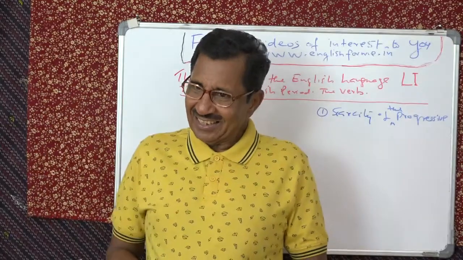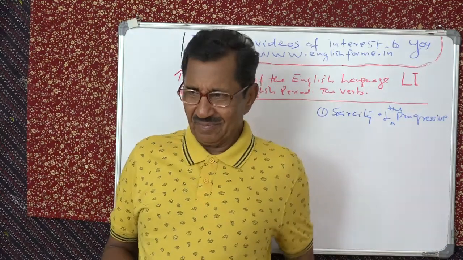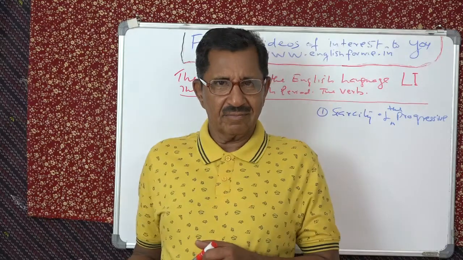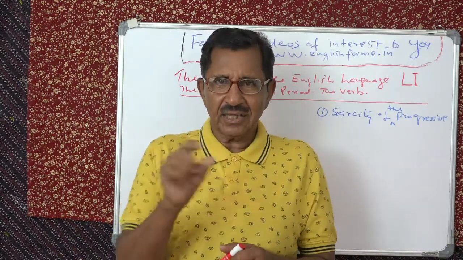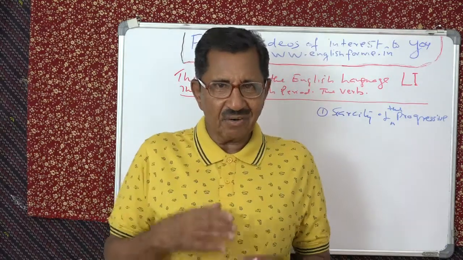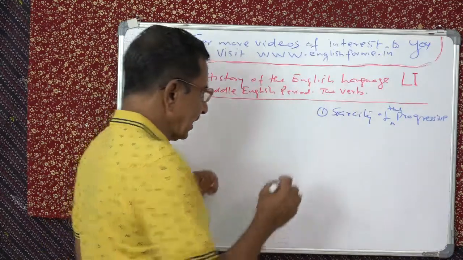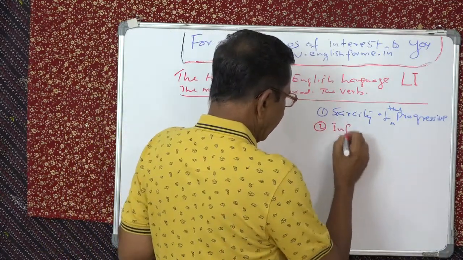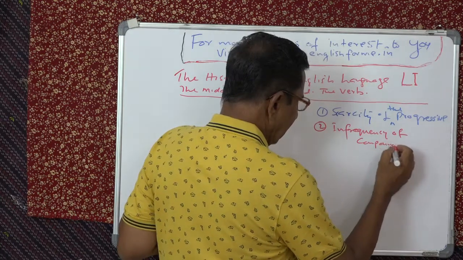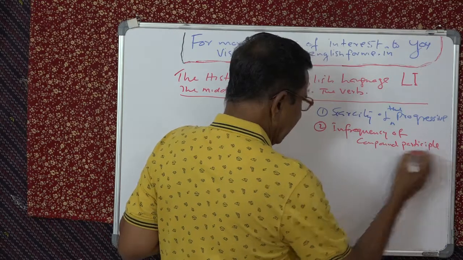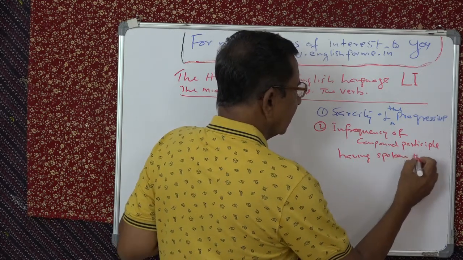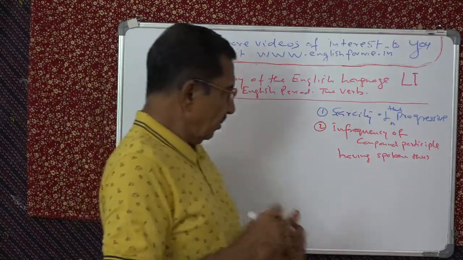That's the answer. And then compound participles were infrequent. Say, for example, having spoken thus. Having spoken is a compound participle. The simple participle, the past participle, is spoken. But the compound participle is having spoken thus. So that's the second point: infrequency of compound participles. If it is only spoken, then it is simple; with two words, having spoken, it is compound.